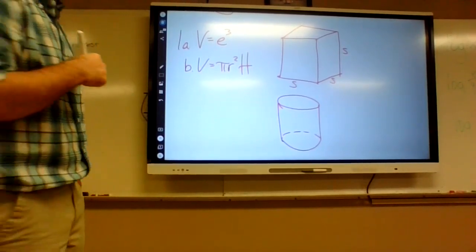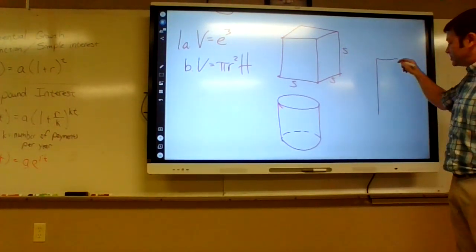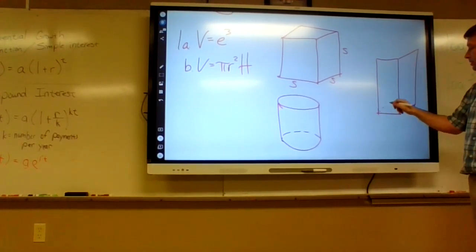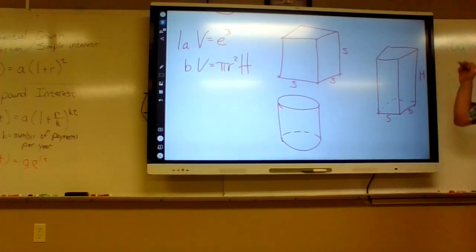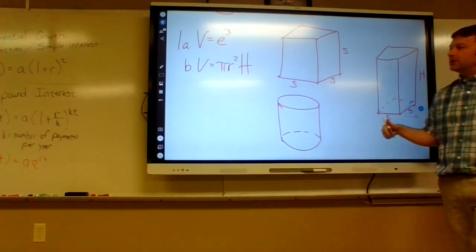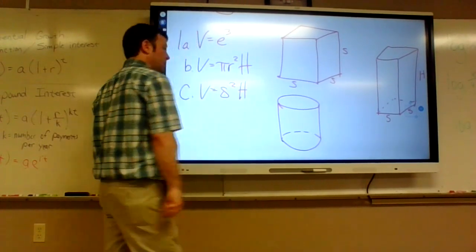Okay, C says a square prism. A square prism is kind of what I drew at the beginning. It means the bases have to be squares. So they can be really tall, but the base has to be a perfect square. So these two would have to be the same, but this one could be different. So what would their volume for this be? How would you find the area of this base right here? S squared times height. So for that one, we'll call it S squared times height.